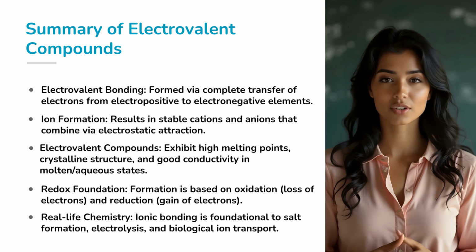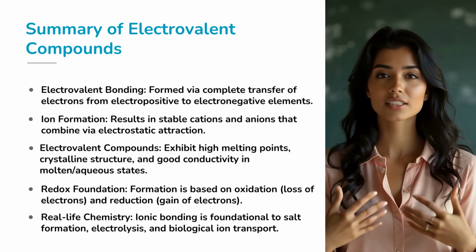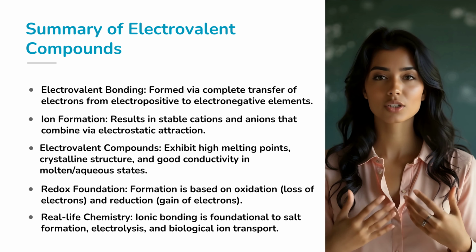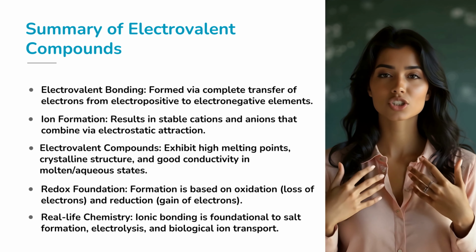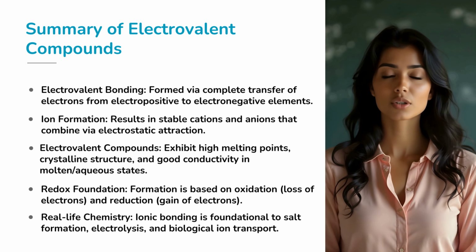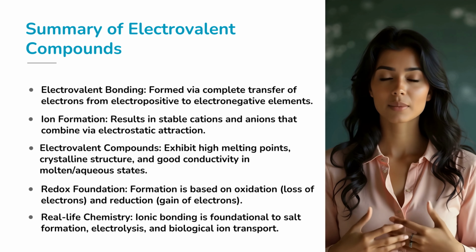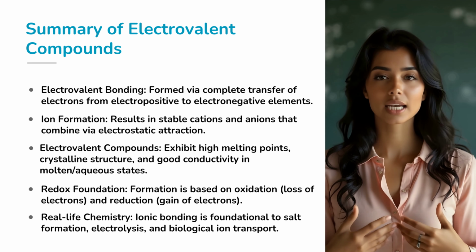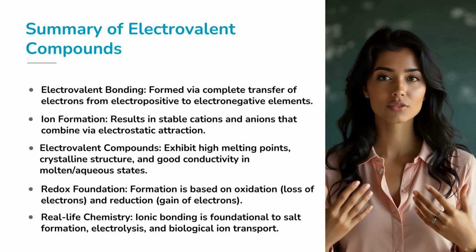Let's sum up what we've learned. Electrovalent bonding involves a complete transfer of electrons, typically from a metal to a non-metal. The result? One atom becomes a cation and the other an anion, and they attract each other to form a strong electrostatic bond. The number of electrons transferred gives us the electrovalency, which helps us write the chemical formula of the compound. Ionic compounds like sodium chloride, magnesium oxide, and iron chloride are all products of this process.